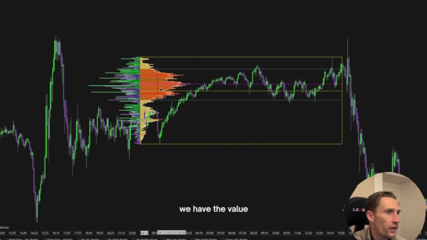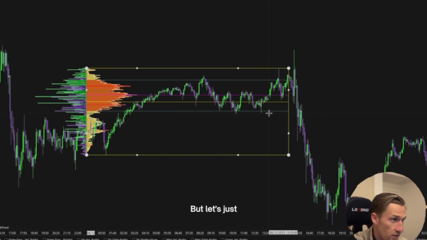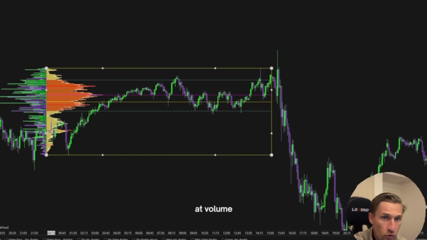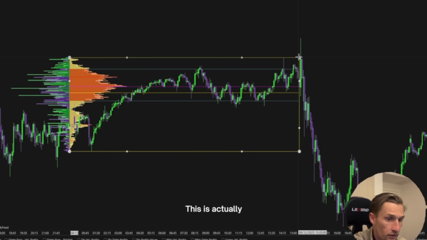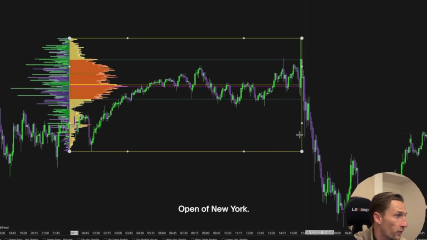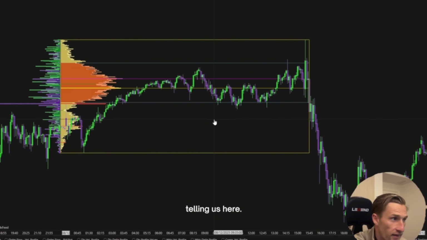As you can see, we have the value area over here, the high volume node. Actually, all day we are trading inside this range. But let's have a look at volume and delta, what it can tell us, what direction we're maybe going. This is right at the open of New York. You can see New York just opened 5 minutes. All right, what is the delta telling us here?